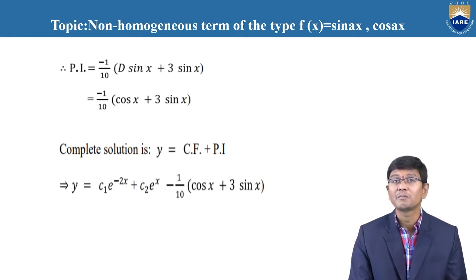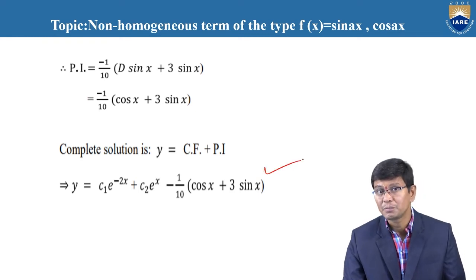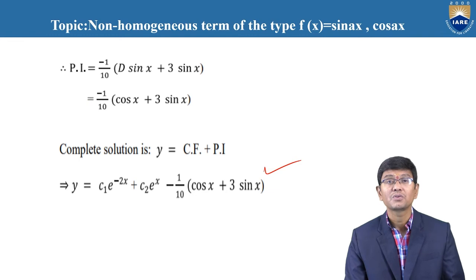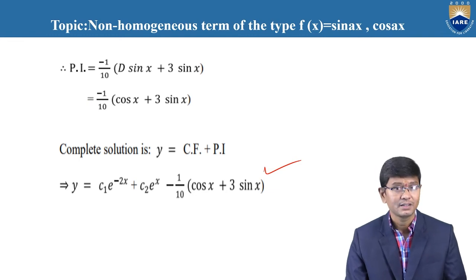Therefore, the solution of this complete equation is c1 into e power minus 2x plus c2 into e power x minus 1 by 10 into cos x plus 3 into sin x is the solution.